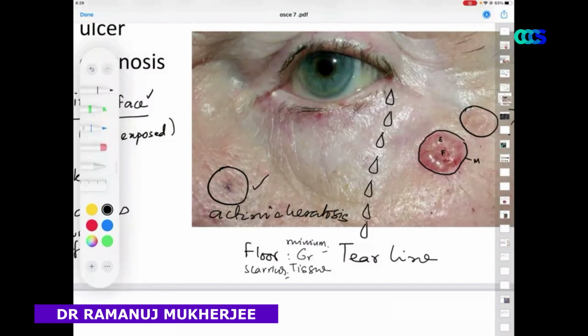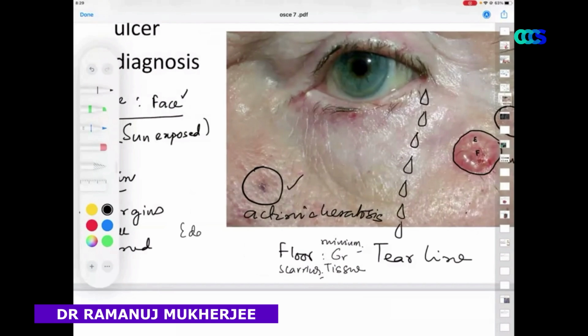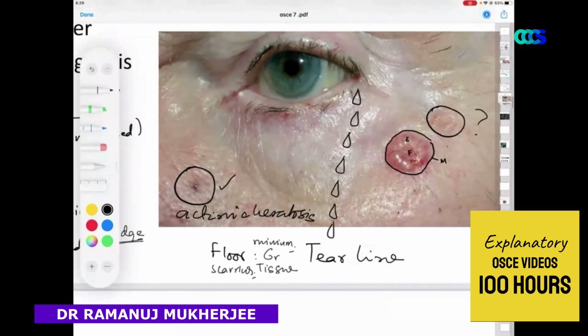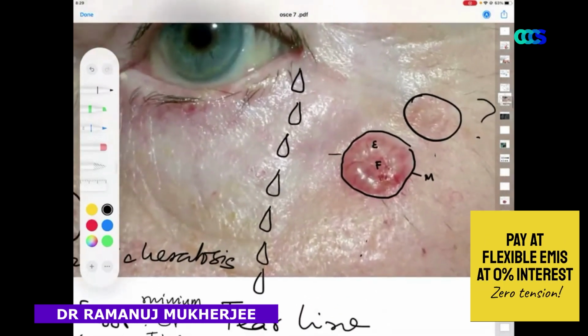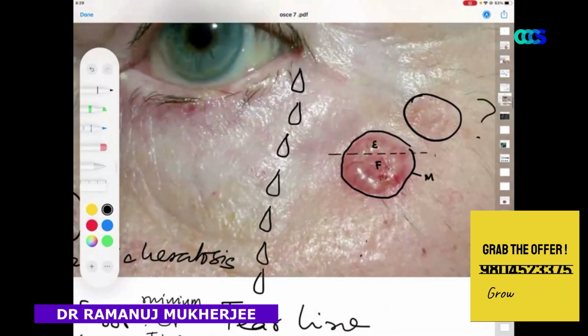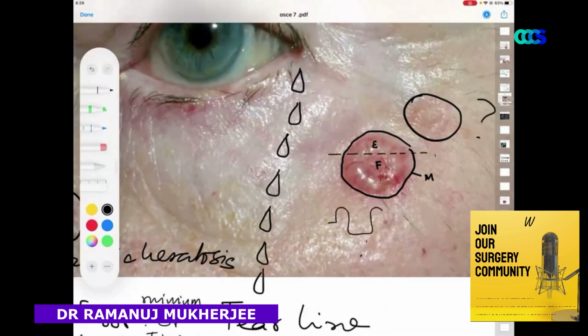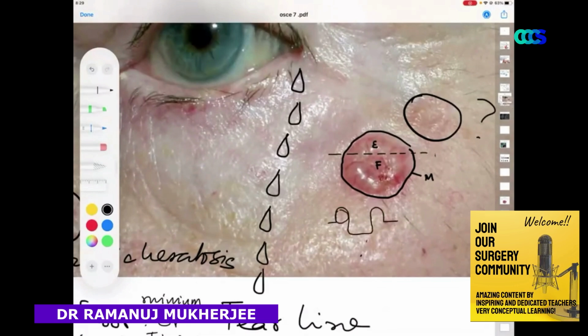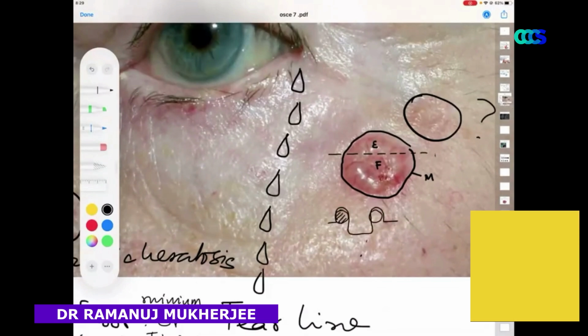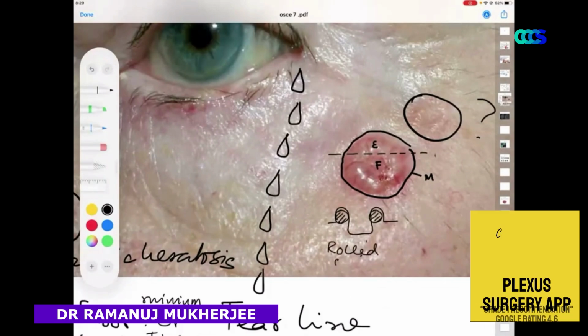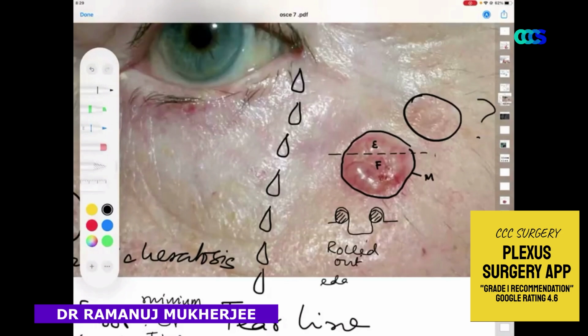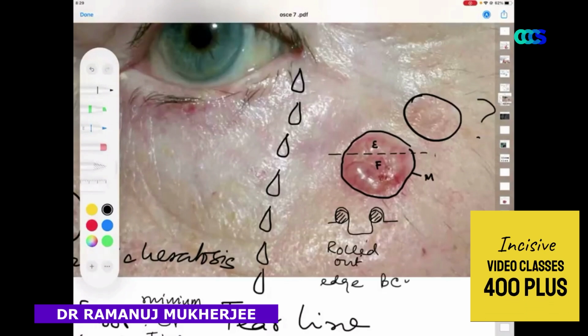Now tell me, what about the edge of this? This is the classical edge. Punched out edge? No, sir. Rolled out. Beaded. Rolled out. Very good. So this is the classical appearance of something in which you understand that this is the rolled out edge of a basal cell cancer. So this is the classic rolled out edge of a basal cell cancer.